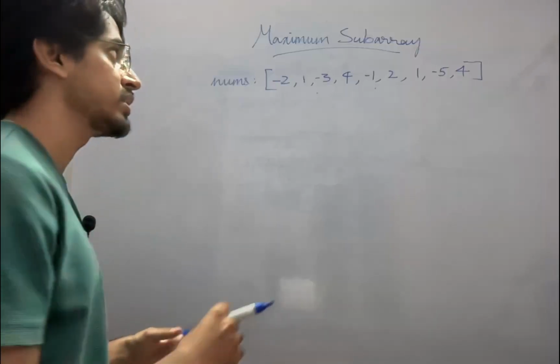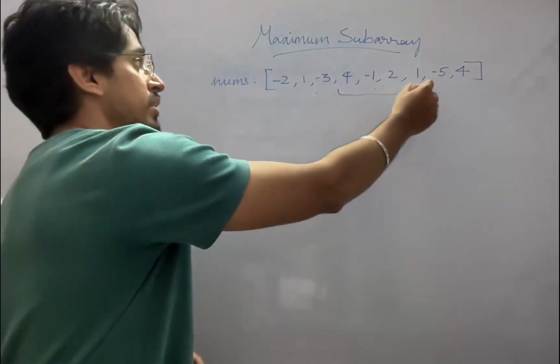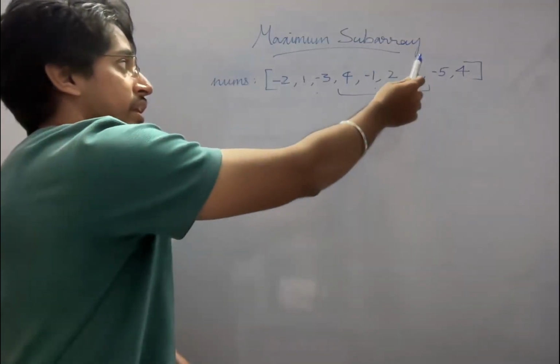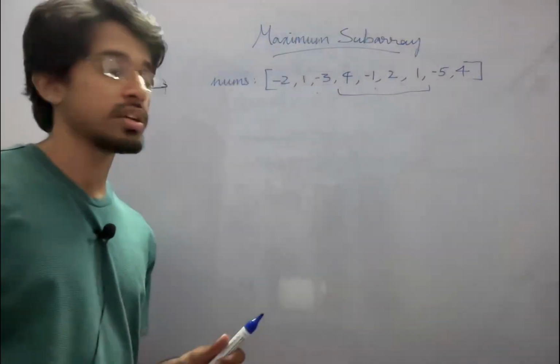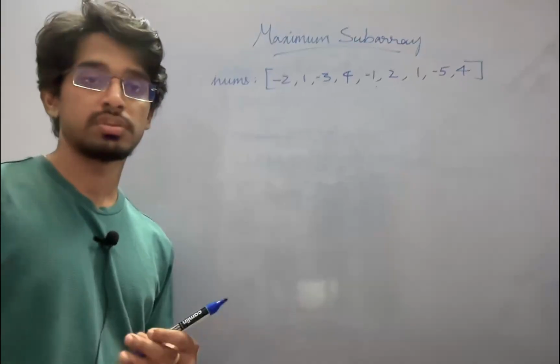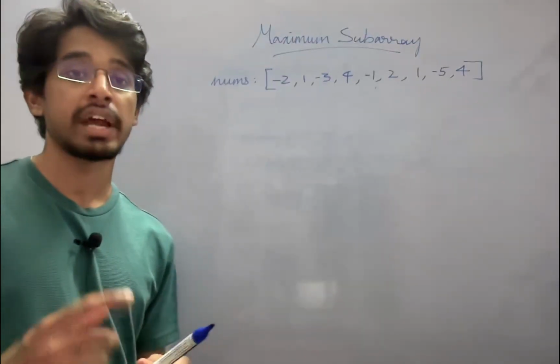For example, you see that this is the maximum subarray. If I add 4 minus 1 plus 2 plus 1, it becomes 6. If I compare that with the others as well, nothing beats it. So this problem can be solved by using Kadane's algorithm.